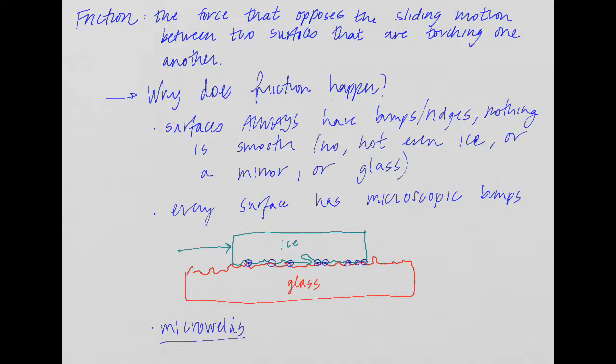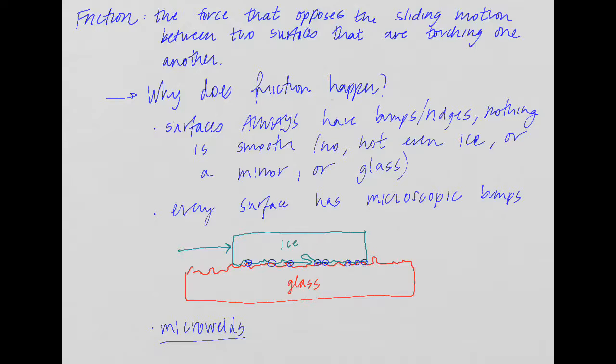All right. We talked about there are 2 main types of forces. We talked about friction and gravity. Friction is where we're going to start. So what is it? It's a force that opposes the sliding motion between 2 surfaces. Okay? They obviously have to be touching one another. So why does friction happen? You need to know why it happens.